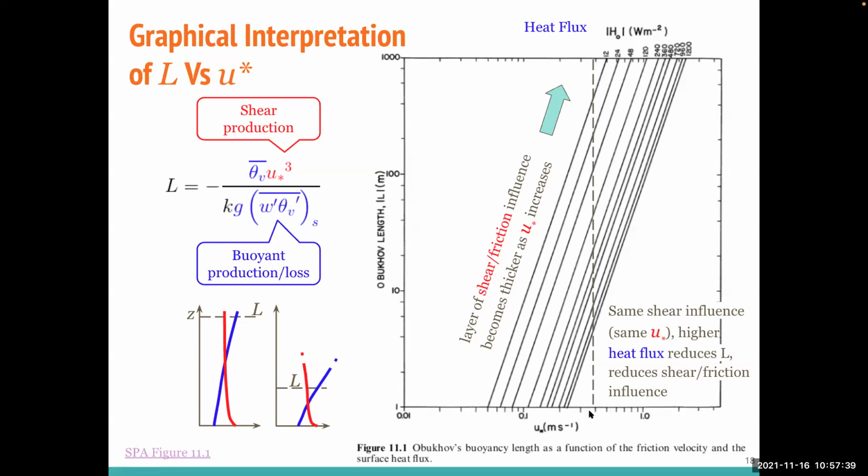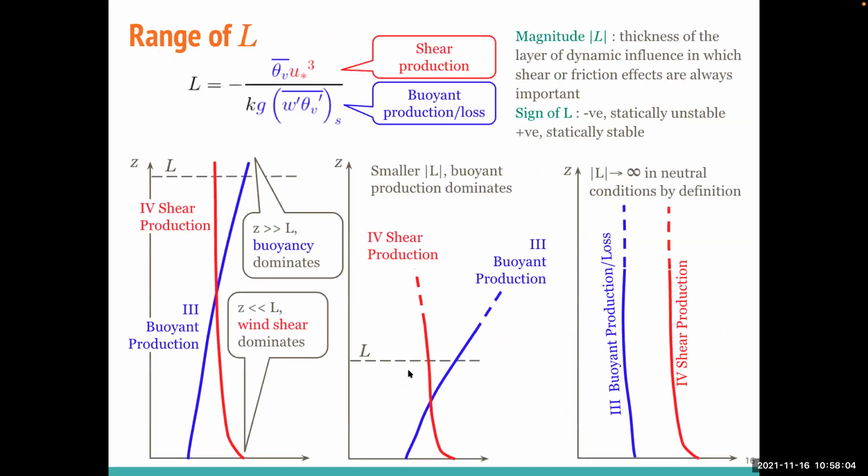So the higher the heat flux, the more you reduce L. Why? If you go down, your heat flux is larger, right? You will reduce the value of L. If you increase your value of heat flux, you will reduce the value of L, just like this case.